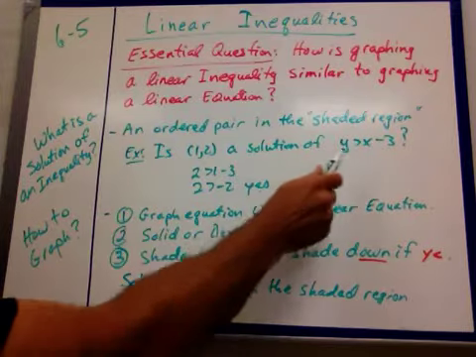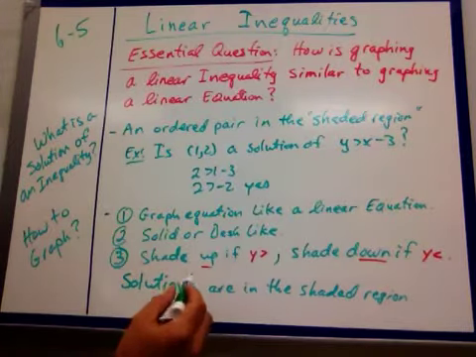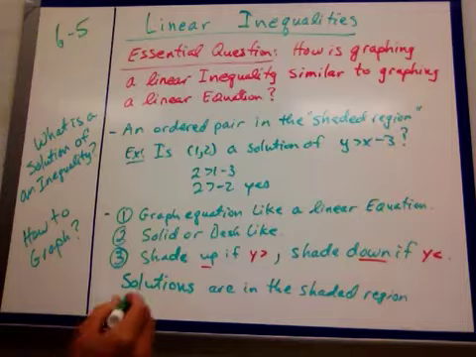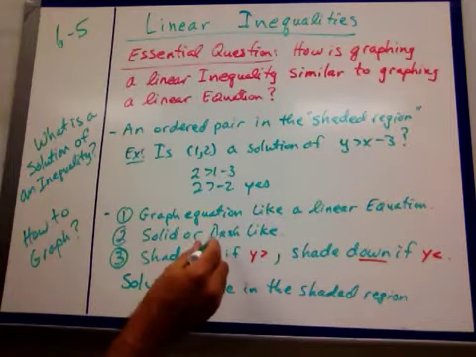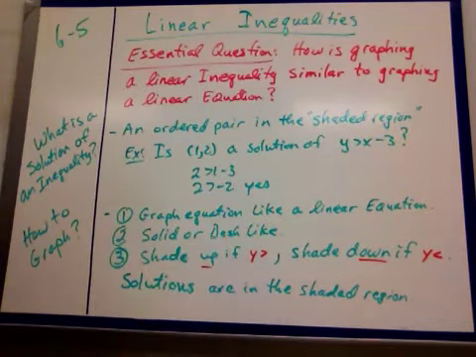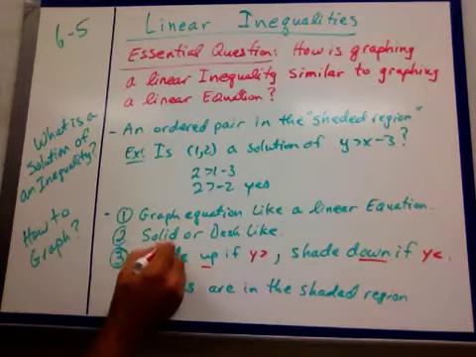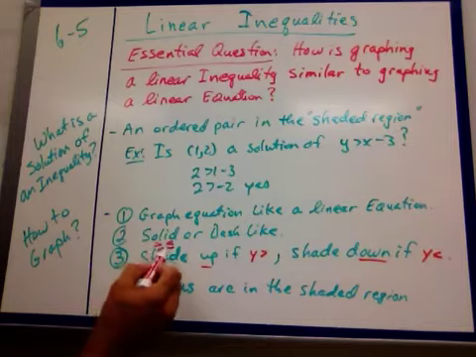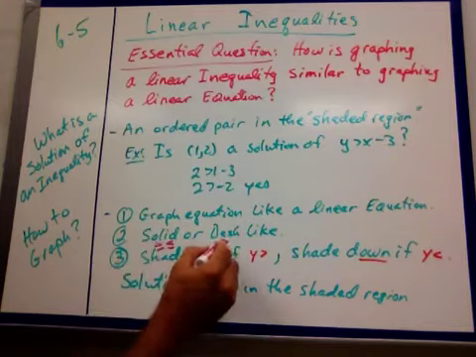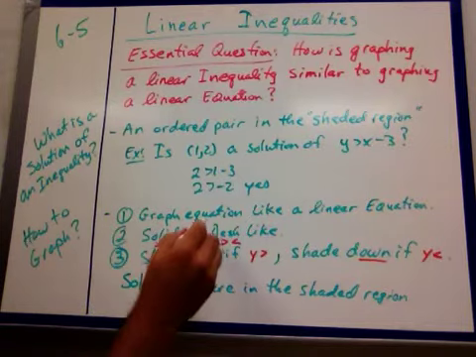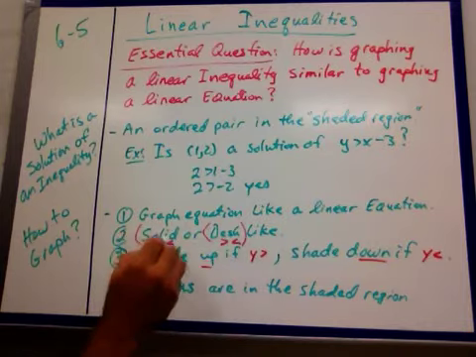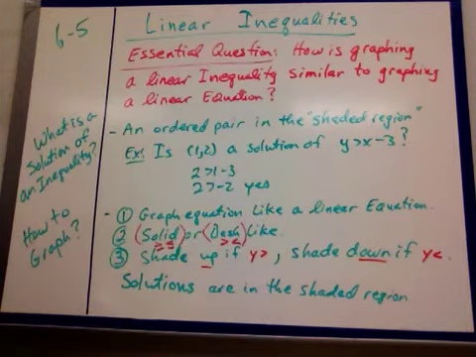If your inequality is something like that where it's greater than or less than, okay, then you're going to get a dashed line. Greater than or equal to, less than or equal to: if it has an equal to it, it's a solid line. If it's just greater than or less than, then it's a dashed line. Okay? You'll see an example of each of those.